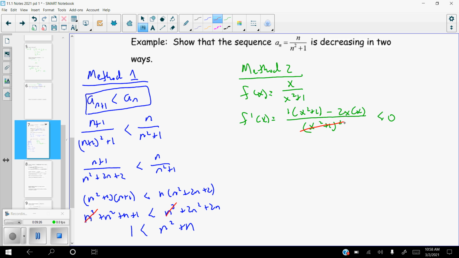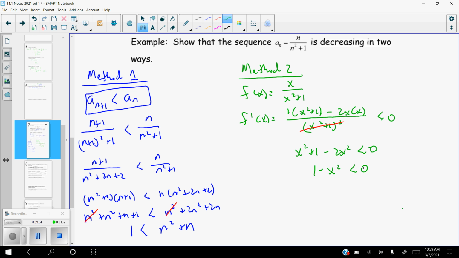So really, I'm just going to get rid of it. I'm not really getting rid of it, I'm really eliminating it from our purposes here. But again, you could multiply both sides by that, and you'd still get rid of it. So then we'd have x squared plus 1 minus 2x squared. We want that to be less than 0. So combining our terms here, we get 1 minus x squared is less than 0.